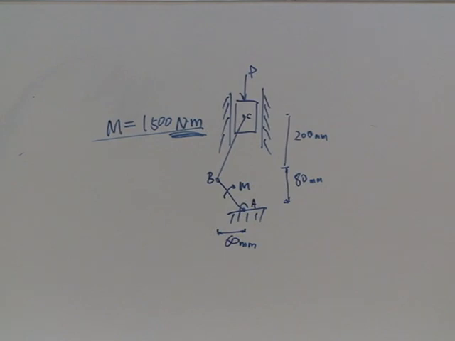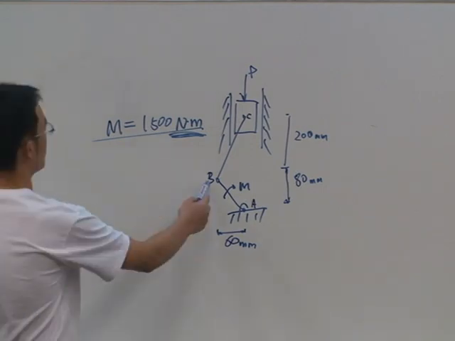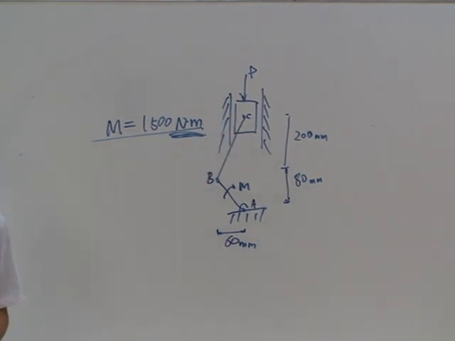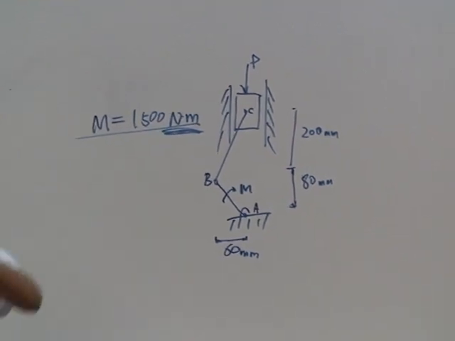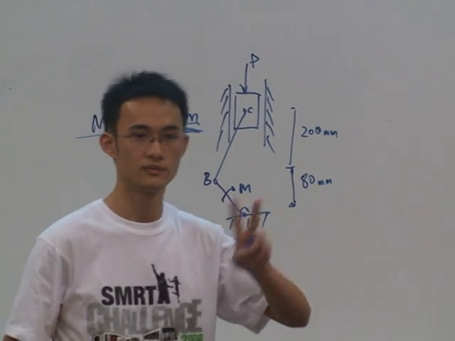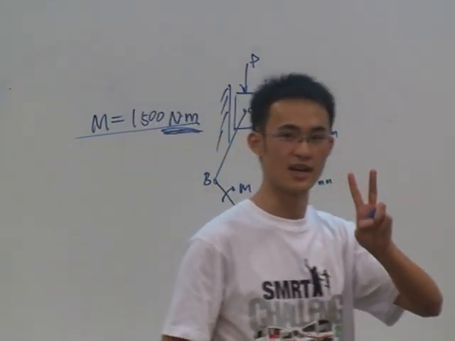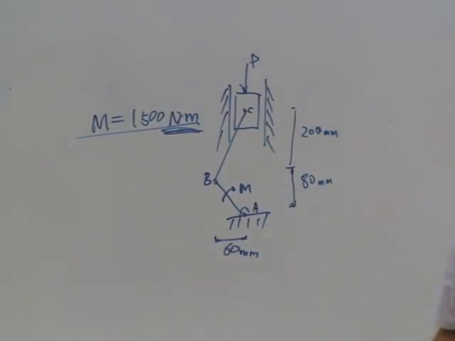A, B, B, C, and the slider. Correct. So for these three members, the second step, what do we need to do? Yes, free body diagram of these three. Okay. If you do not have experience in looking straightforward for the conclusion, you need to do the free body diagram for all of them. Okay.